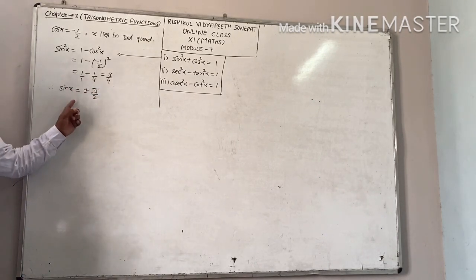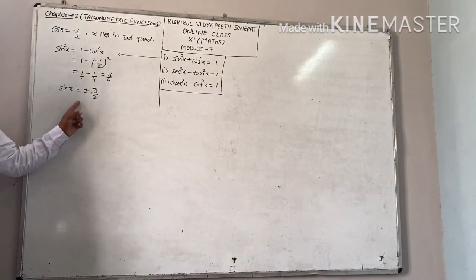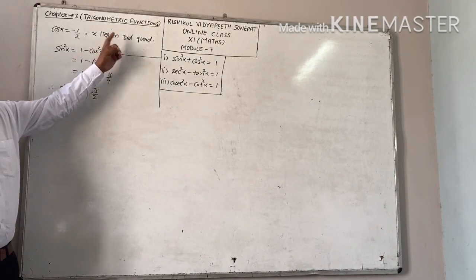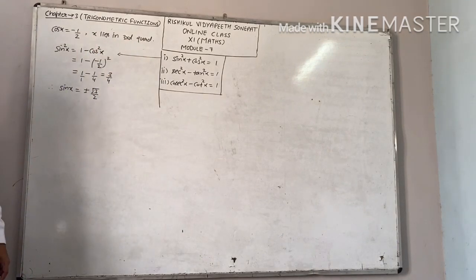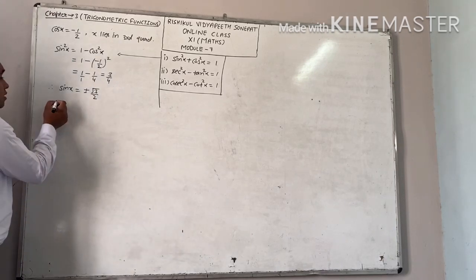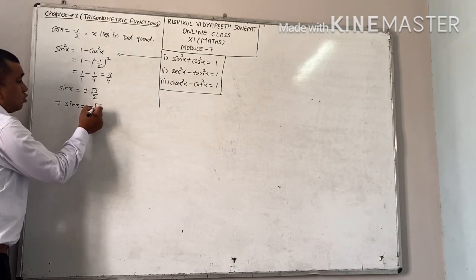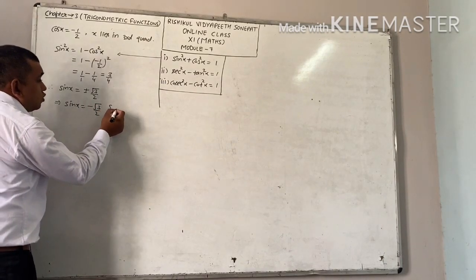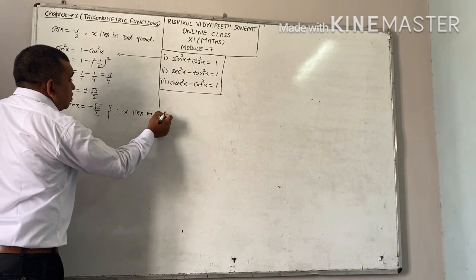But here you are having two answers. Which sign will we take here, positive or negative? That depends upon the quadrant. Now x lies in the third quadrant, and you know very well that in the third quadrant sin is negative. Therefore sin x is minus root 3 by 2. You can mention the reason also, because x lies in the third quadrant.